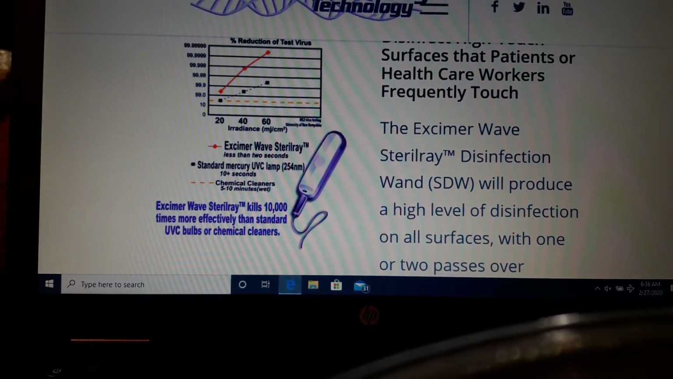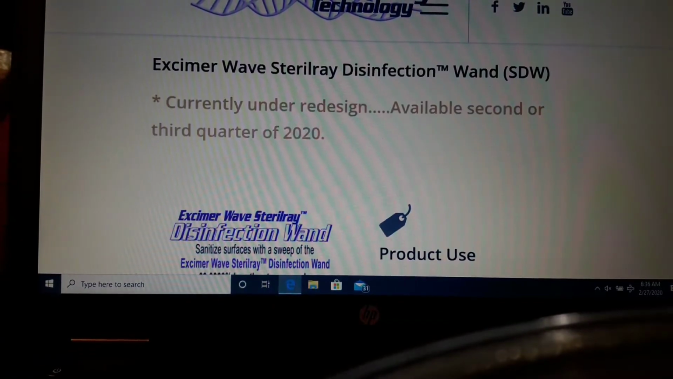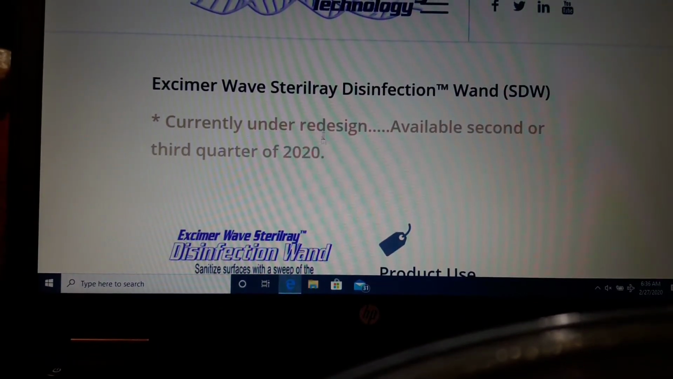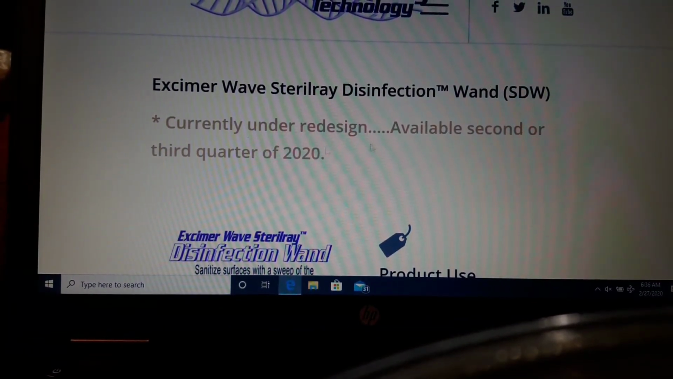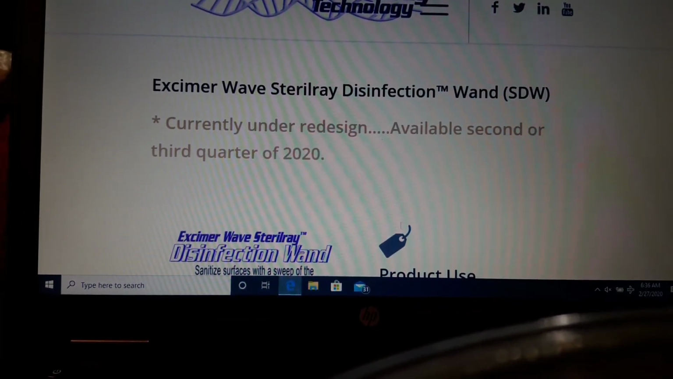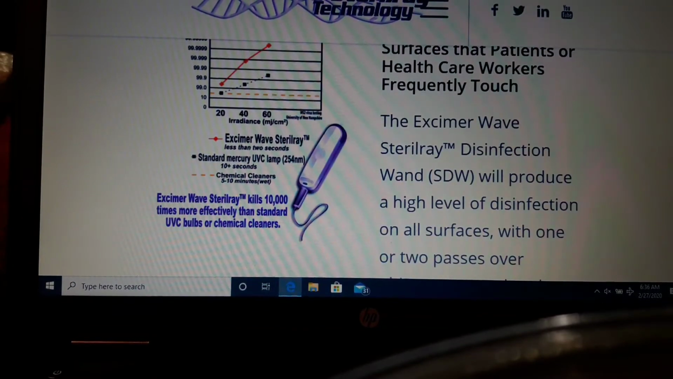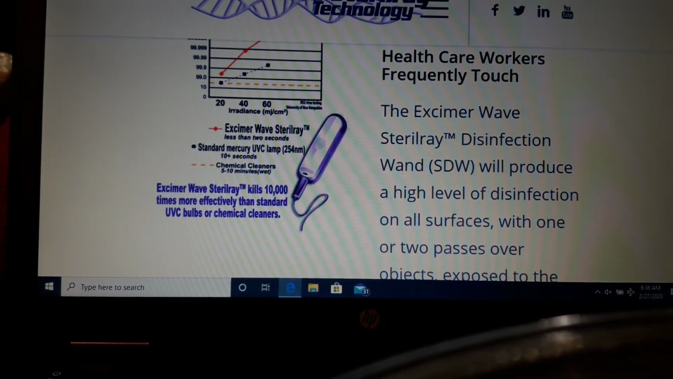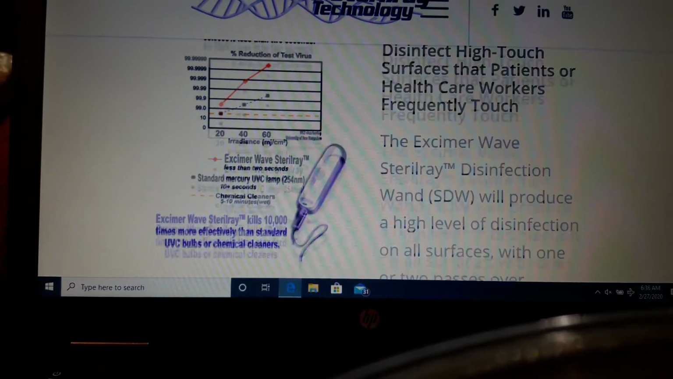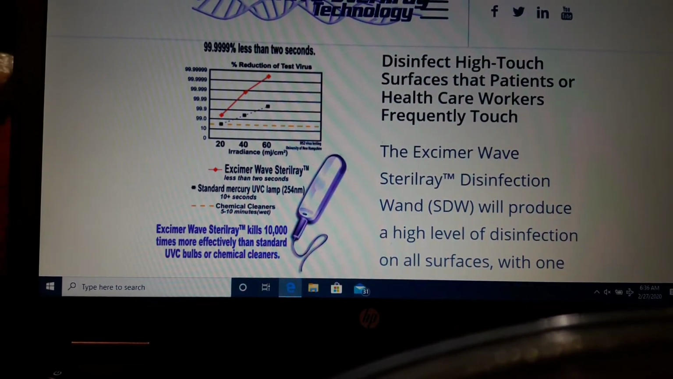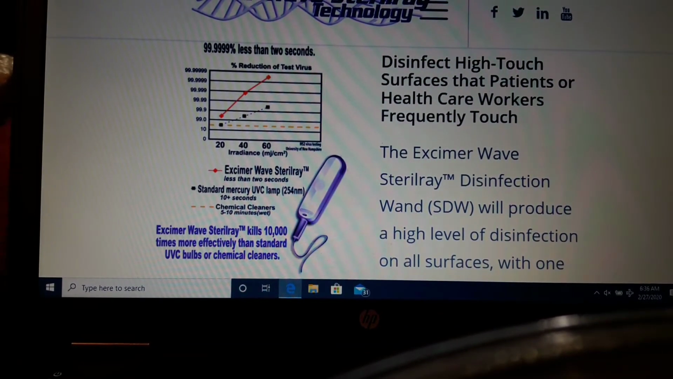The problem is that they're currently under redesign, available second or third quarter of 2020 is what it's saying with a little asterisk. So I don't know if that means this isn't available or if there's something else that's not available. But anyway, this thing disinfects high-touch surfaces that patients or healthcare workers frequently touch.